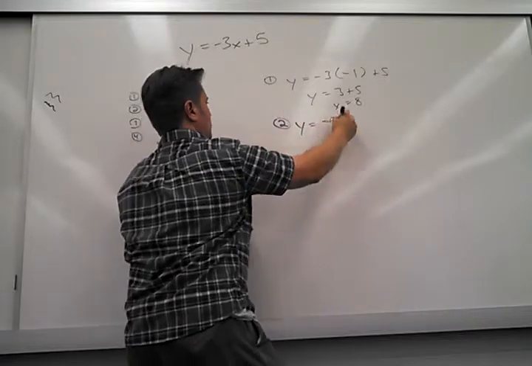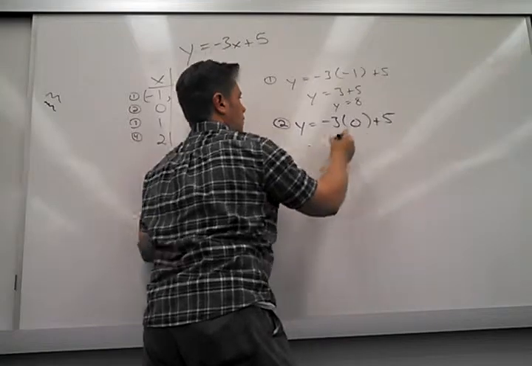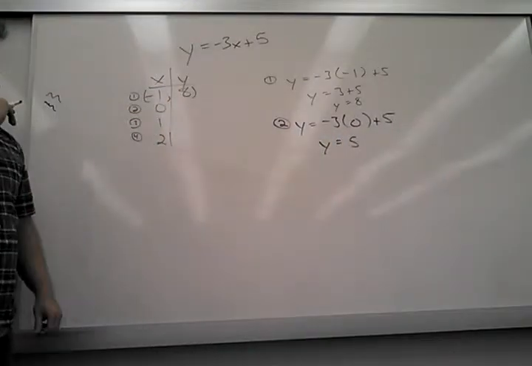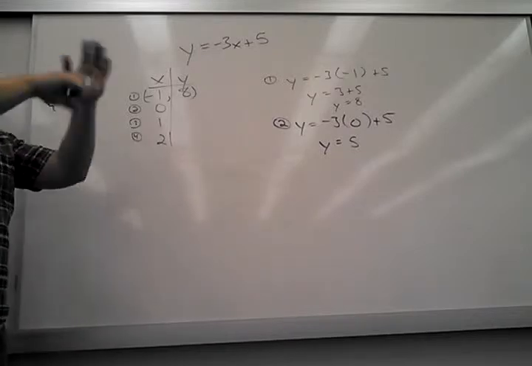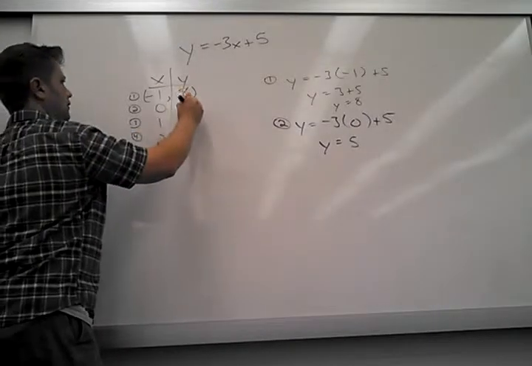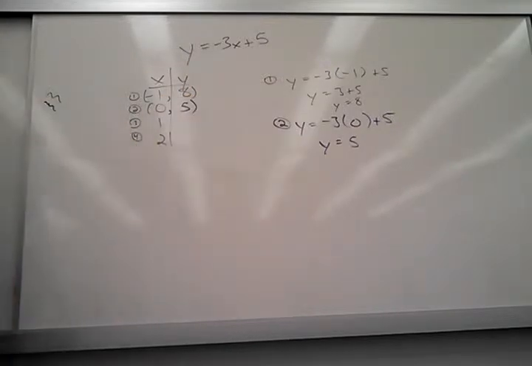So here, in place of x, I'm going to put 0. Y equals 5. Cool, because the negative 3 times 0 just goes away. So let that part die, and get plus 5. So another pair of numbers that go together is 0, 5.